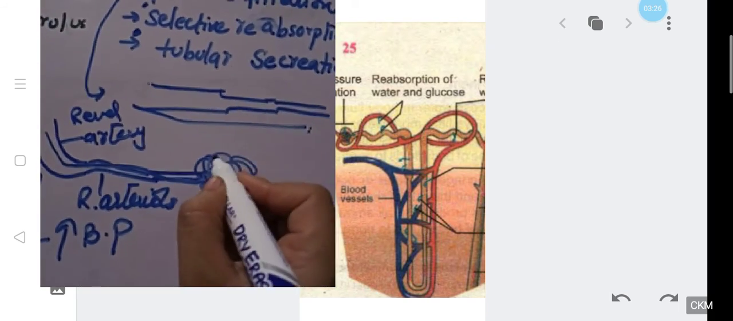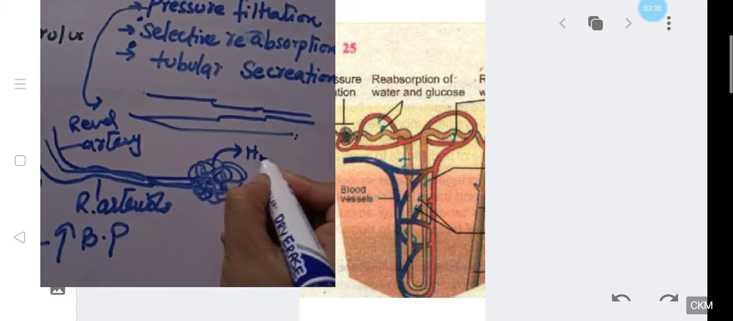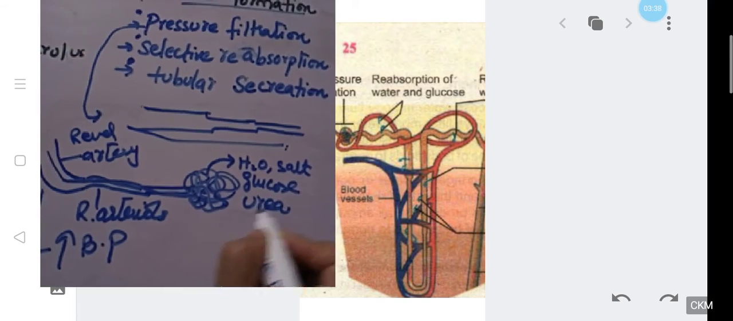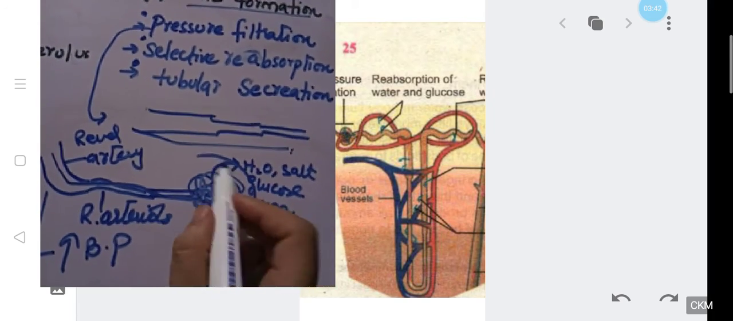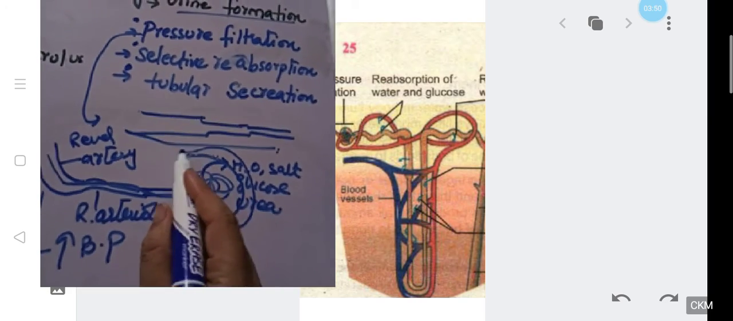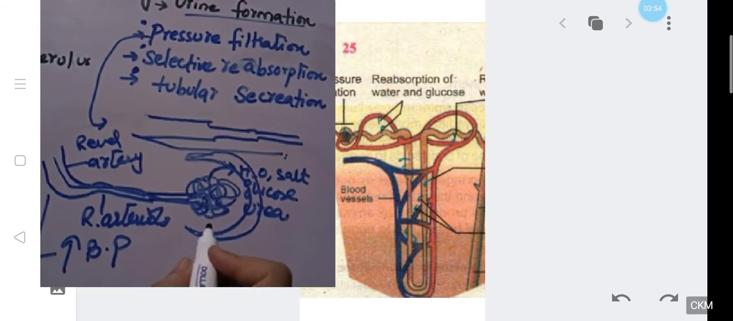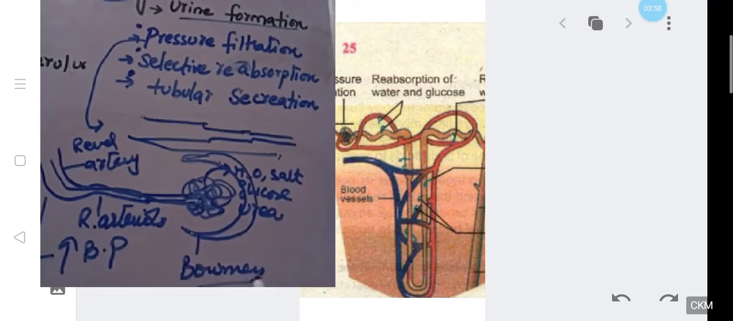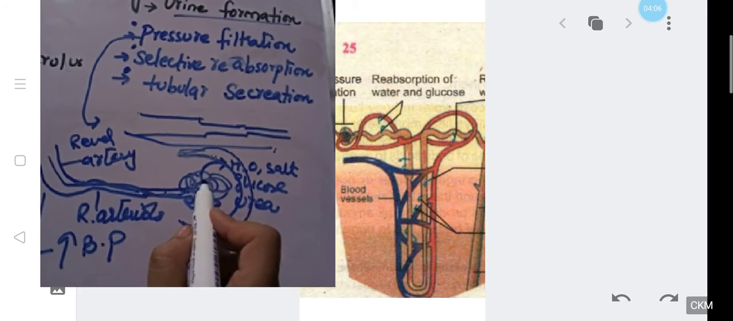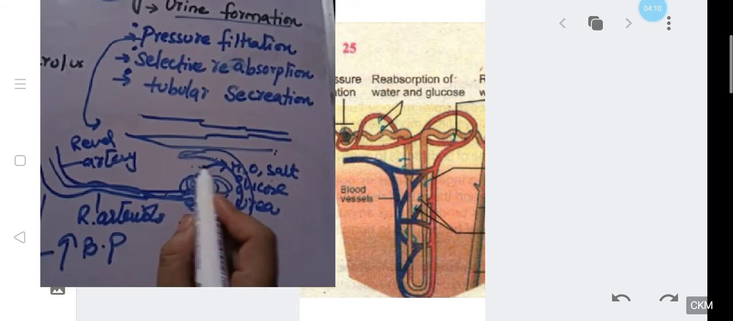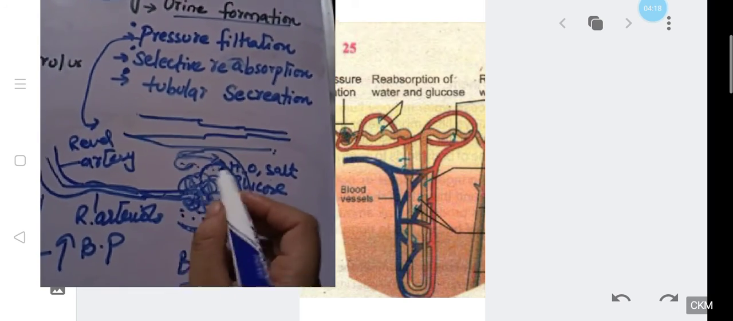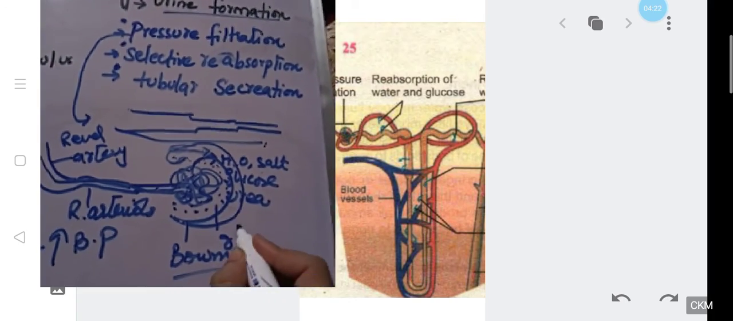Due to the increased blood pressure, what is happening? The blood will force out water, salt, glucose, as well as the urea, the blood urea, into the Bowman capsule. Basically, students, there is a space between the glomerulus and the Bowman capsule. You know very well that the C-cup shaped structure around the glomerulus is known as the Bowman capsule. When the pressure of the blood increases, it will force the water, salt, glucose, and urea into the surrounding space. This material will be taken by the Bowman capsule, and this is known as the glomerular filtrate.